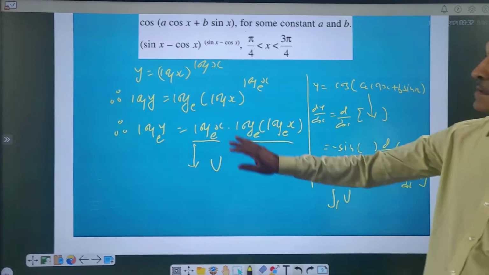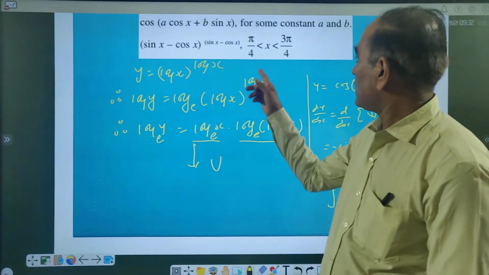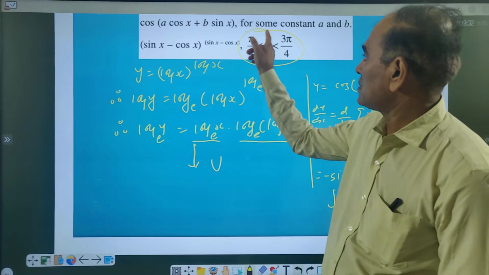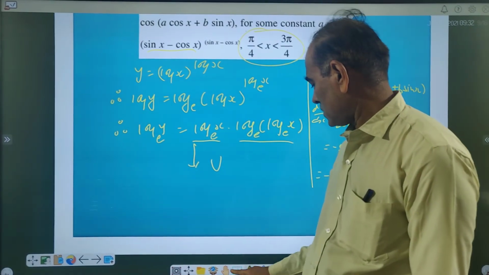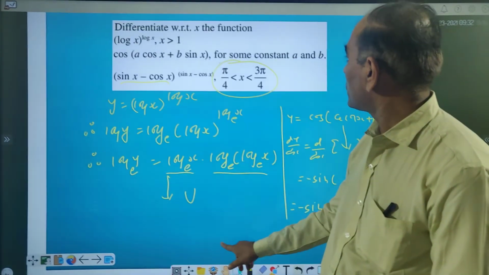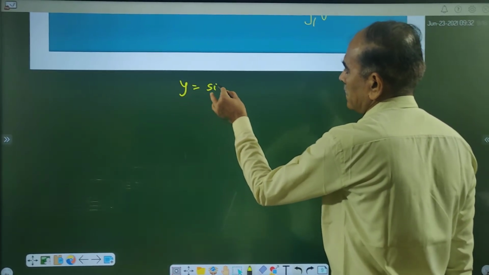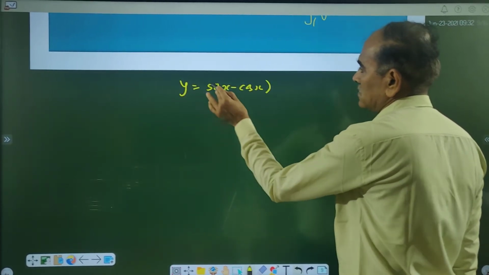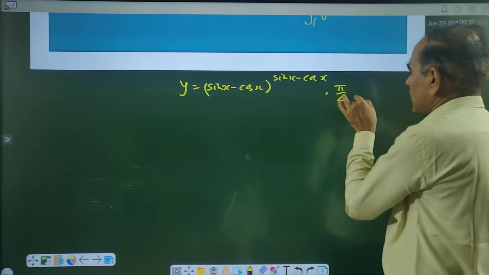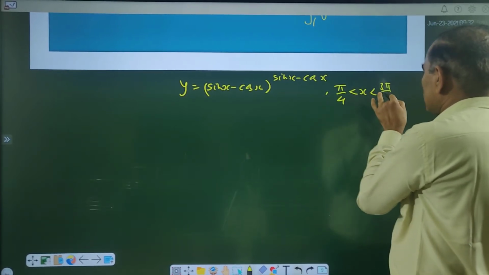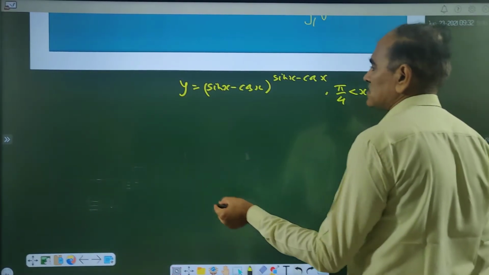The next one: a function raised to a function is given, and this condition is given, then this one is positive, because we are taking log. So next, y is equal to, for pi by 4 to 3 pi by 4, what is y? (sin x minus cos x) raised to (sin x minus cos x), for pi by 4 less than x less than 3 pi by 4. Okay, then this one is positive. This is the reason why that condition is there.